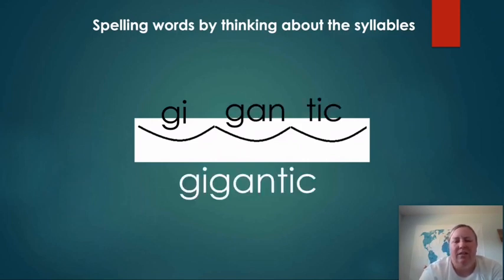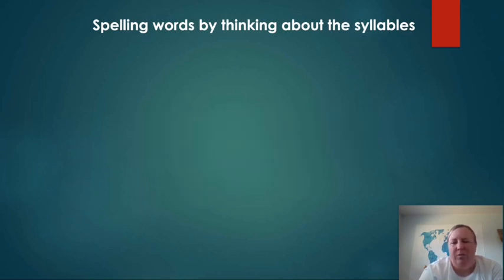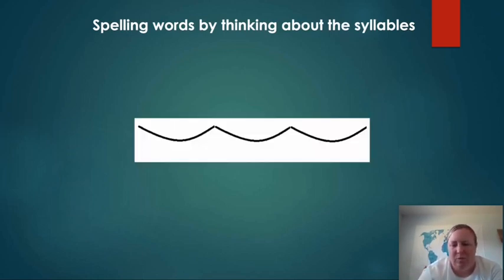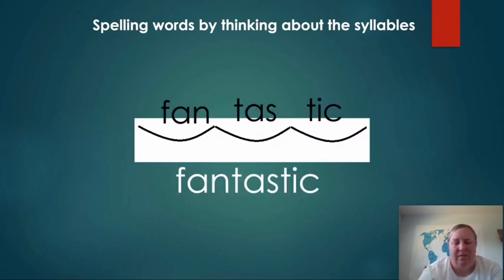When I put it all together, gigantic. So that would be an example. Another one could be the word fantastic. So again, fantastic, 3 syllables. So I'm going to put my 3 swoops in there. And then I have fantastic. Put it all together. Fantastic.